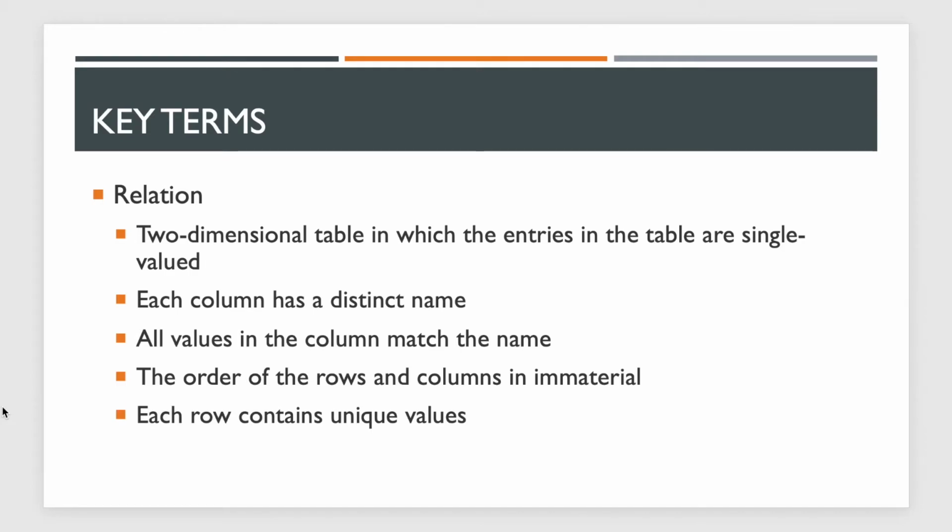And the order of the rows in the columns is immaterial. So it shouldn't matter what order our rows go in. It shouldn't matter what order our columns go in, if our table is set up correctly. And each row needs to contain unique values. We want to avoid duplication.